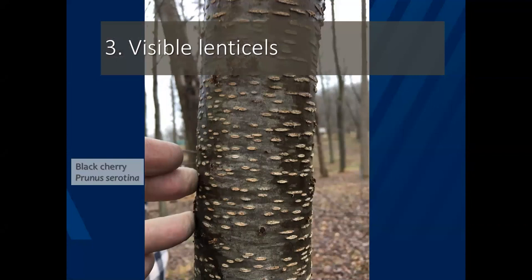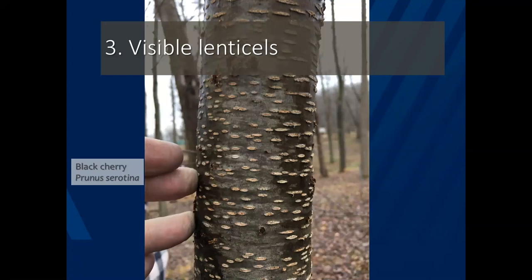Here's another category, visible lenticels. This is our little black cherry. The lenticels are the little structures in the bark that actually allow gas exchange into and out of the bark. We all learn about leaves, right? The leaves have little stomates, or stomata, that allow gas exchange into and out of the leaf. Well, these are the structures that allow gas exchange into and out of the stem of the tree.